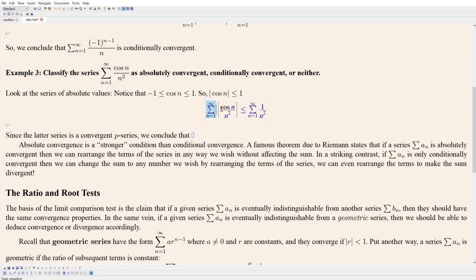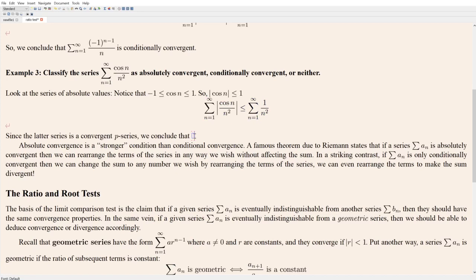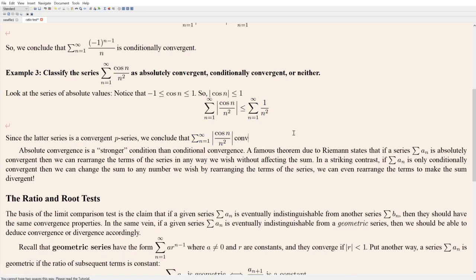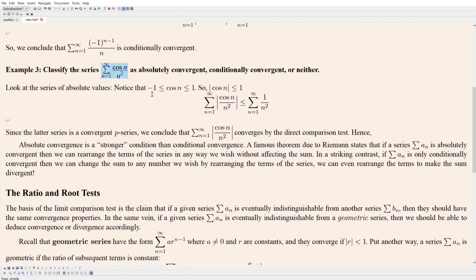So we conclude that the series of absolute values converges by the direct comparison test. Hence, this series is absolutely convergent.